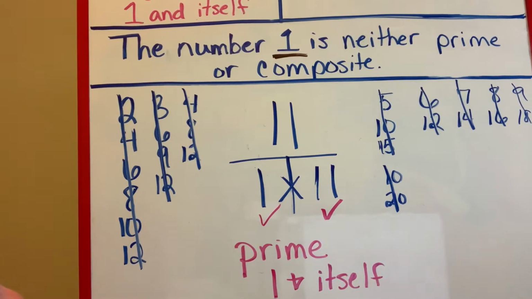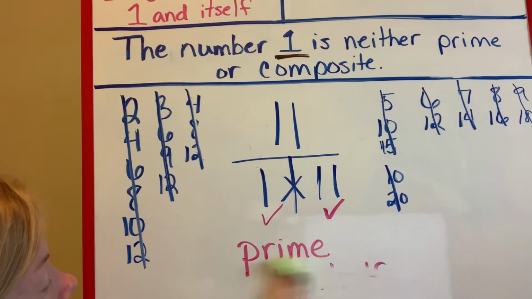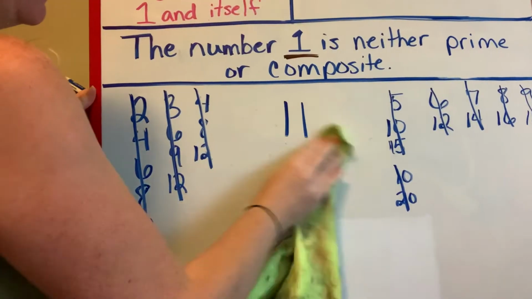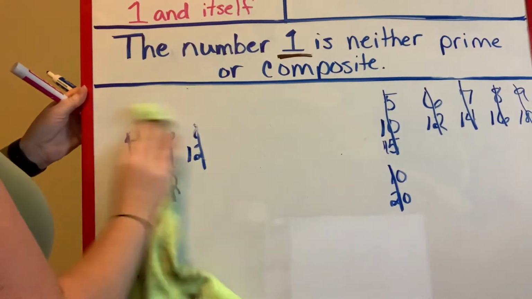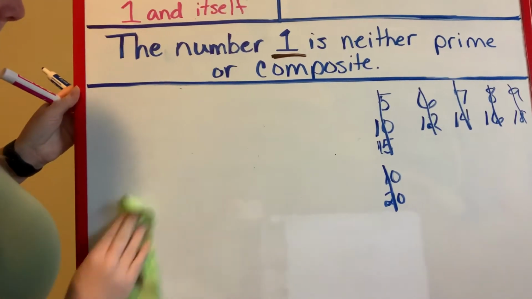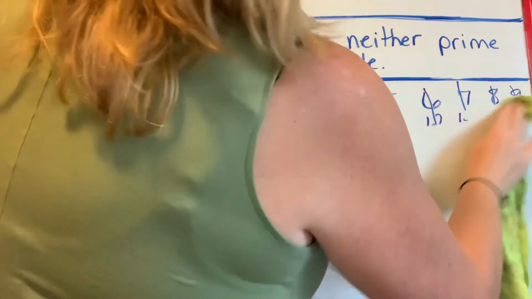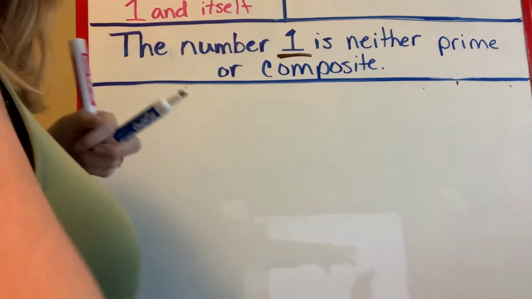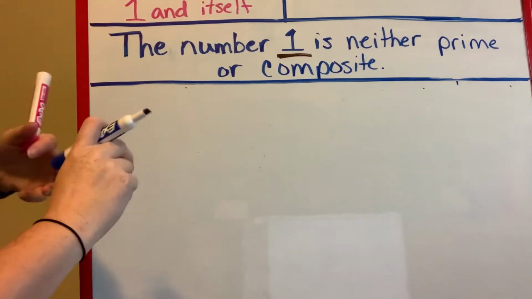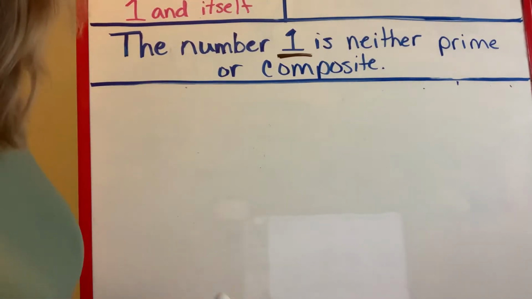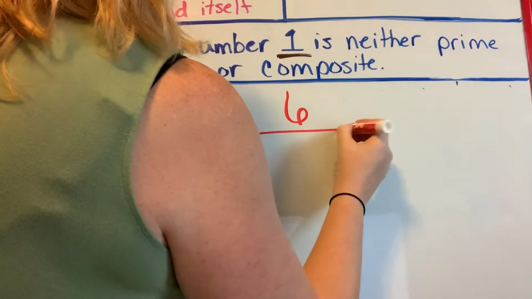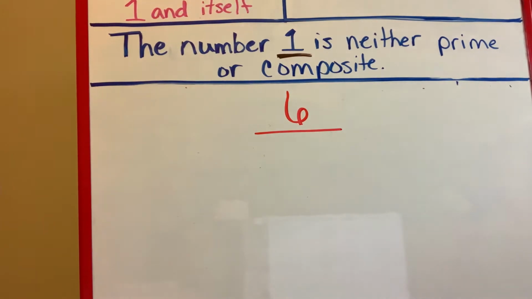All right, let's test another one. Let's try another one. Go ahead and get your board ready so that you can be testing the next number with me. All right, next number. Let's do 6. All right, what do we do first? First set of factors. What are the first set of factors?